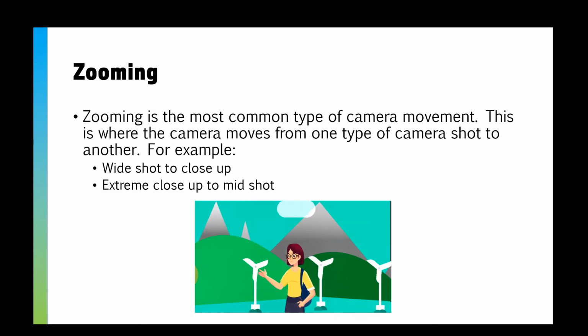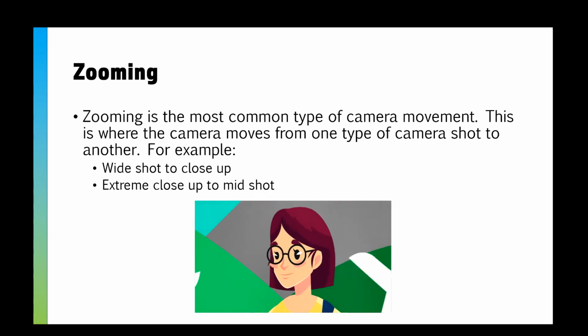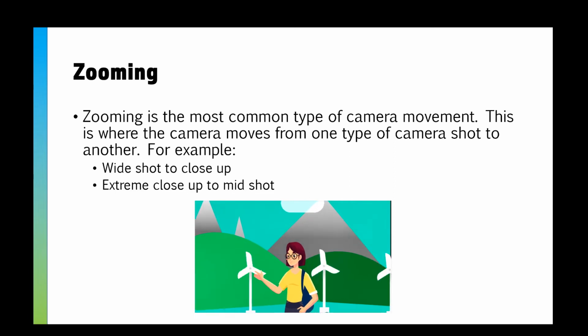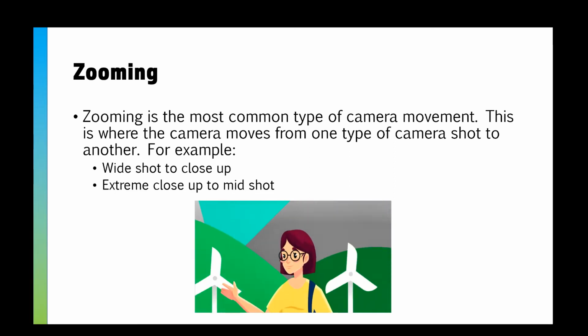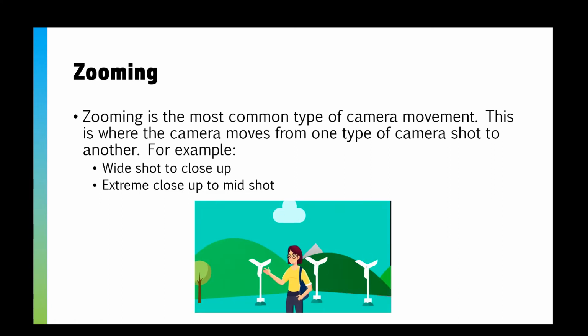So zoom in. So zooming is the most common type of camera movement. So this is just where the camera moves from one type of camera shot to another. So it might be you go from like a mid shot or a wide shot and zoom in to a close-up, or you could zoom out and do the opposite. As you can see in my animation below, I'm going from sort of like a mid shot, zooming in to a close-up.